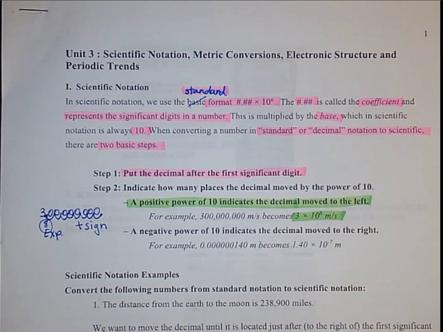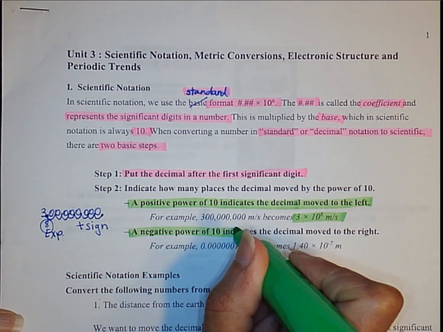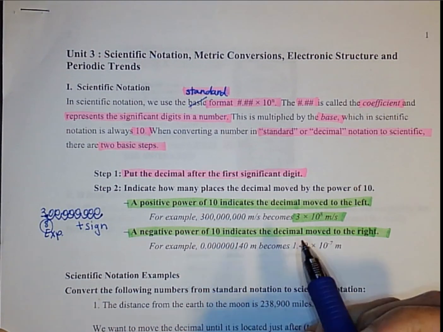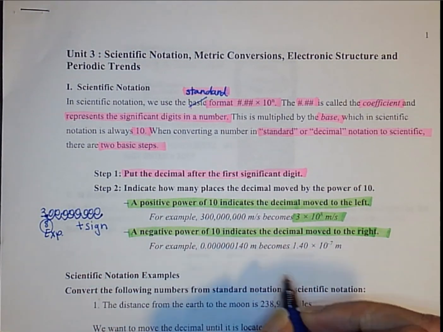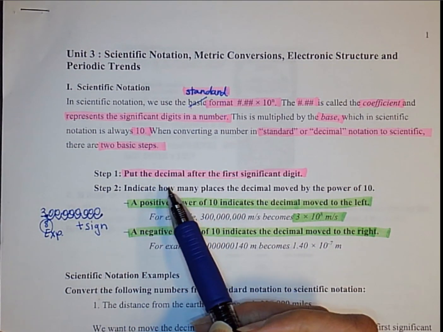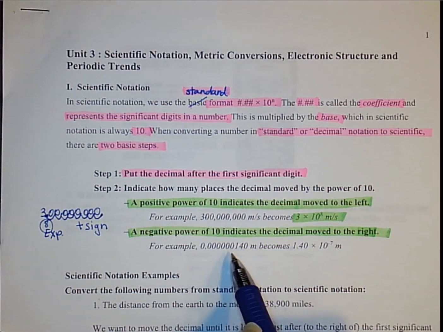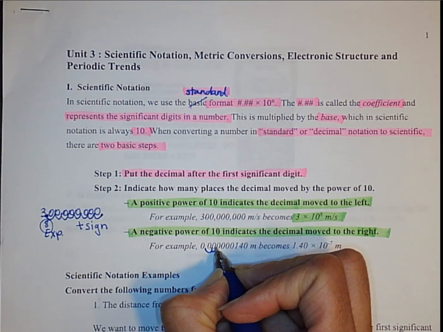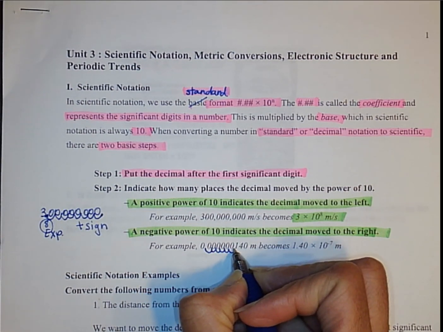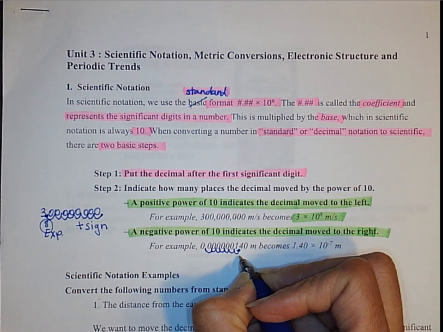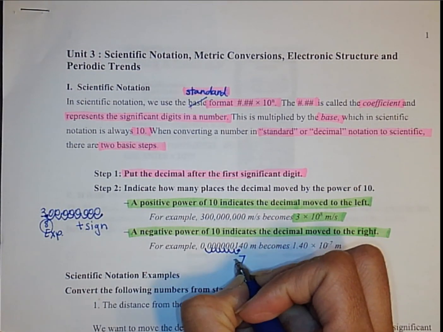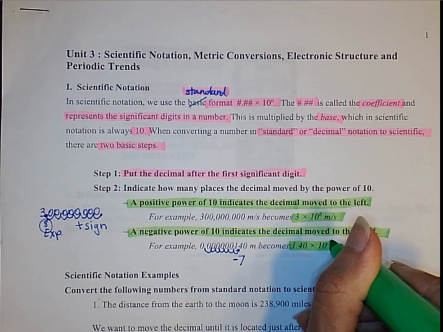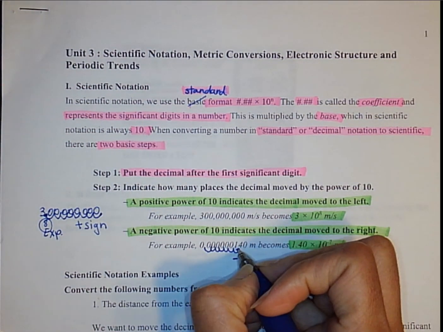Okay? So the next one is whenever you have a negative power of 10, that indicates that the decimal moved to the right. Okay? So over here we have our example. And we're going to take our decimal and move it to the right here. Now when we move it to the right, keep in mind again that we want to put the decimal after the first significant digit. So it's going to be right after this one right here. So we're going to count the number of places that we move the decimal. 1, 2, 3, 4, 5, 6, 7. Since we moved our decimal to the right 7 places, it's going to be a negative 7. And that's where we get our negative 7 right here. So this will be our exponent.